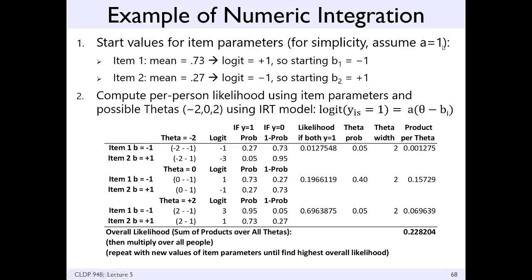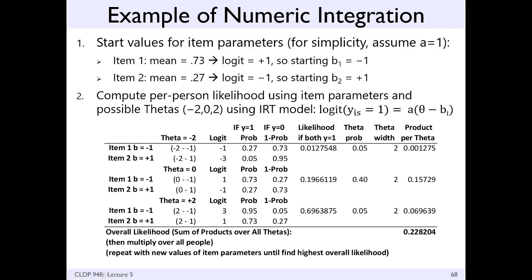Let's say that we just have an A parameter that's 1 to make the math easy. And for item 1, 73% of the sample got a 1. So let's convert that into a logit of 1 as a starting value for this item's difficulty. That would correspond to a difficulty of -1, since difficulty is backwards. And for item 2, 27% got this right, which corresponds to a logit of -1. That creates a B of 1. So just based on the raw numbers of the data, how many people got item 1 right and item 2 right, we get start values for B. I'm going to use a start value of 1 for A because that's a reasonable guess as well.